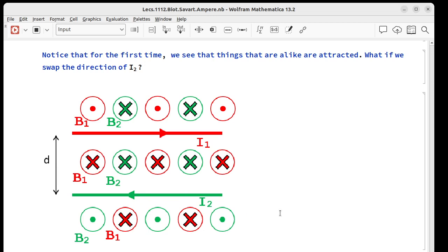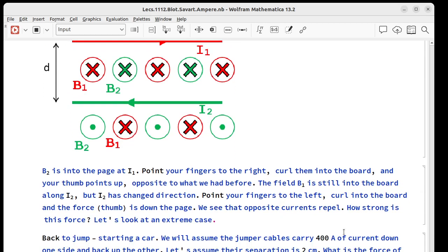How strong is the force? Well, we can do a little math here. Let's say we're jump starting a car again. We say the jumper cables are carrying 400 amps of current down one side and back up the other. Let's assume the separation of those two wires is 2 centimeters and look at the force of repulsion per unit length. So we've got our constant mu naught. We've got I1 and I2, they're the same, 400, divided by 2 pi d, which is 0.02 meters. We get an answer of 1.6 newtons per meter.